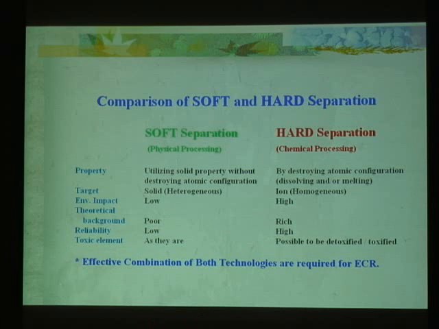And also, what about the toxic element? Soft separation cannot change the state. If the element is toxic, of course, it remains so after the separation. But hard separation makes detoxification possible, because we destroy the atomic configuration and can create another component from the raw material. But sometimes we can make a mistake and toxify. For example, dioxin is a very, very serious example.